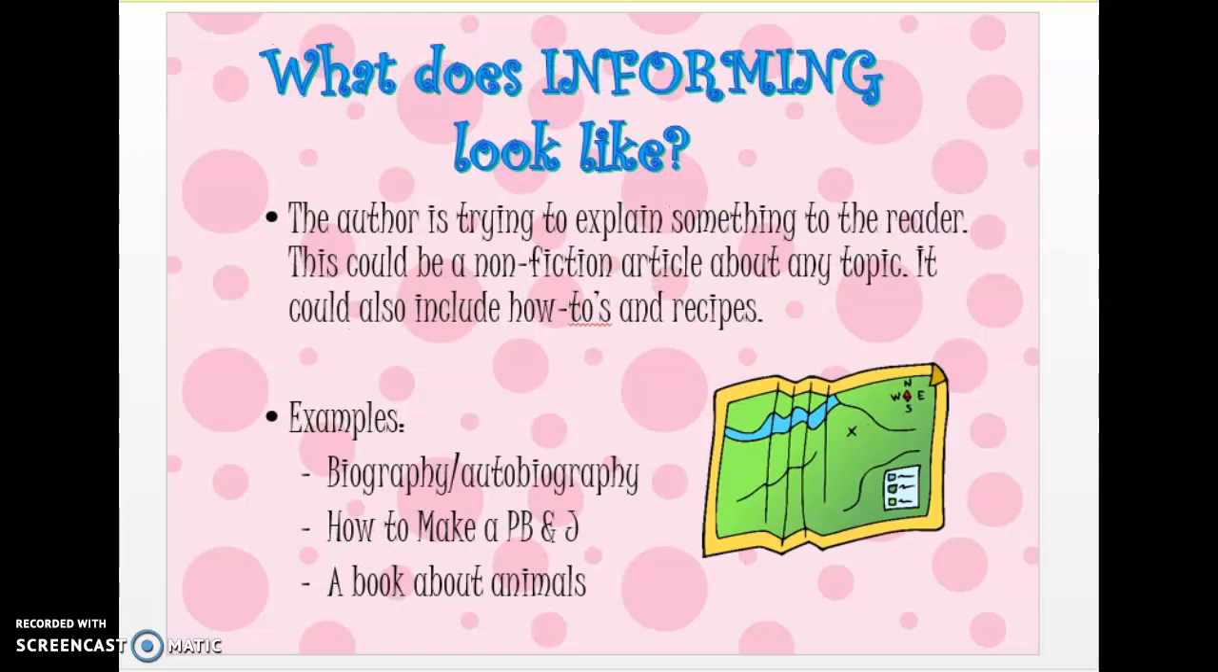The third type of author's purpose that we're going to look at today is to inform. The author is trying to explain something to the reader. This could be a non-fiction article about any topic. It also could include how-tos or a recipe. Some examples of an information text could be biography, autobiography, how to make a peanut butter and jelly sandwich, or a book about animals. A lot of your non-fiction books are informational books. They are giving you facts and information about a topic.